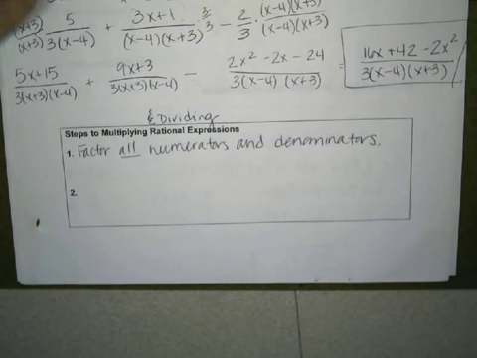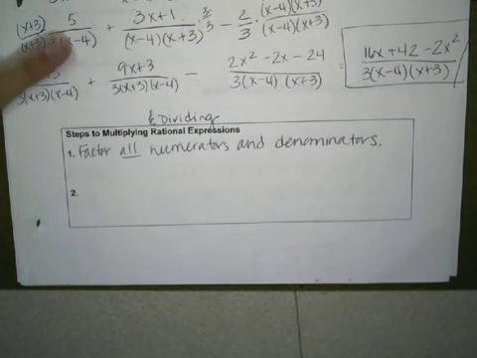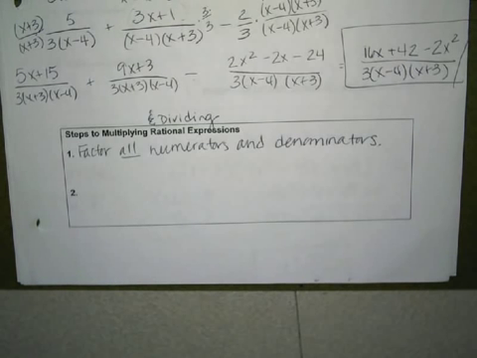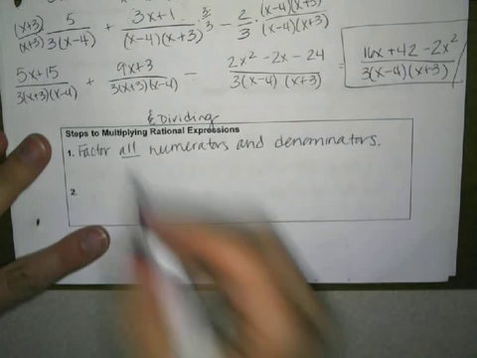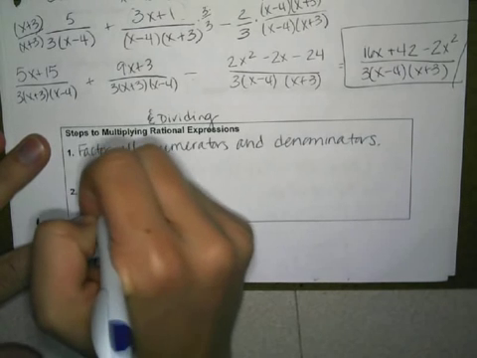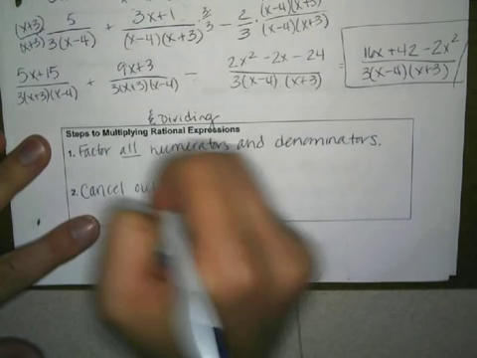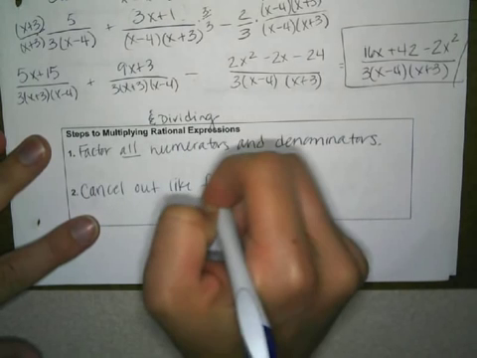Whereas when we're adding and subtracting, back up here, we just factored the denominators because we had to get common denominators, and factoring them made it easier to figure out what the common denominator was. With multiplying and dividing rational expressions, we need to factor everything, and you'll see why. Second part, you cancel out like factors.